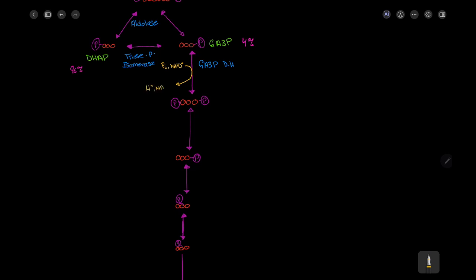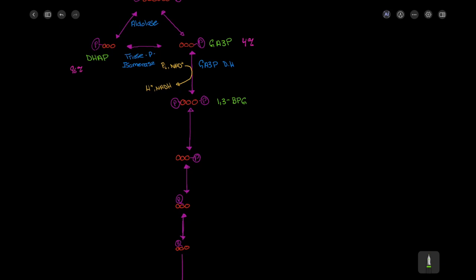We will also release a hydrogen. Our product will have a phosphate on the carbon 3 and a new one on carbon 1. This gives us 1,3-bisphosphoglycerate, or 1,3-BPG. This is a high-energy intermediate, getting us ready to make ATP.